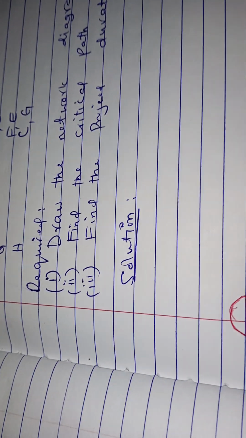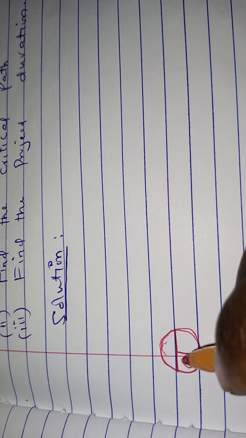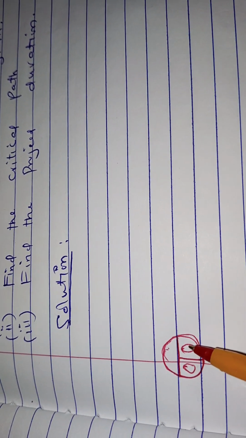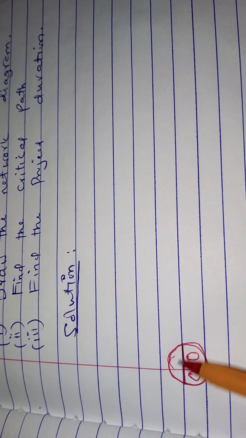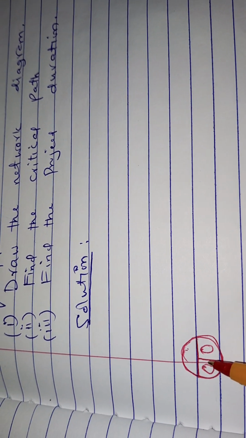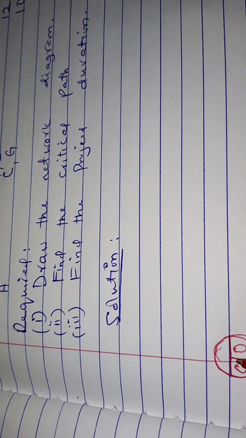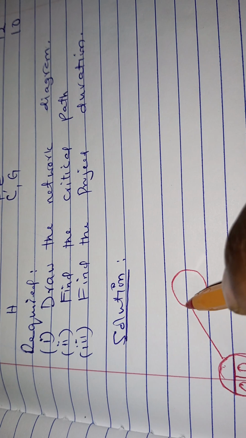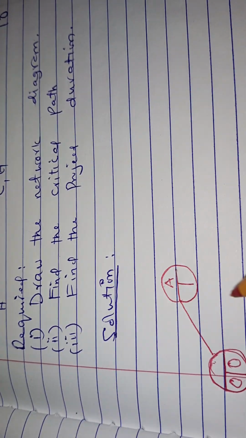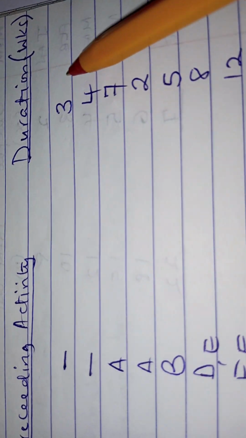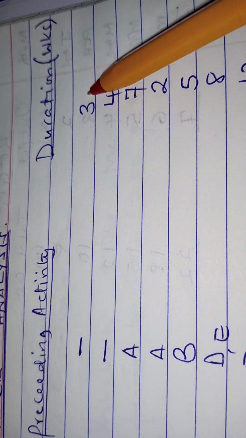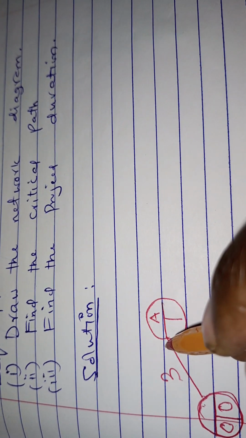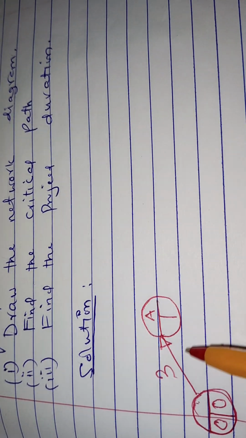Now, because this is our start node, we have to put the 0 and 0, meaning earliest start time and earliest finish time is 0 because there is no activity carried out at this point. From this 0 start point, we have to proceed to activity A. Now, this is activity A, and we are given the duration as 3 weeks. So we insert 3 weeks along that line. Remember, the activity is shown as an arrow.